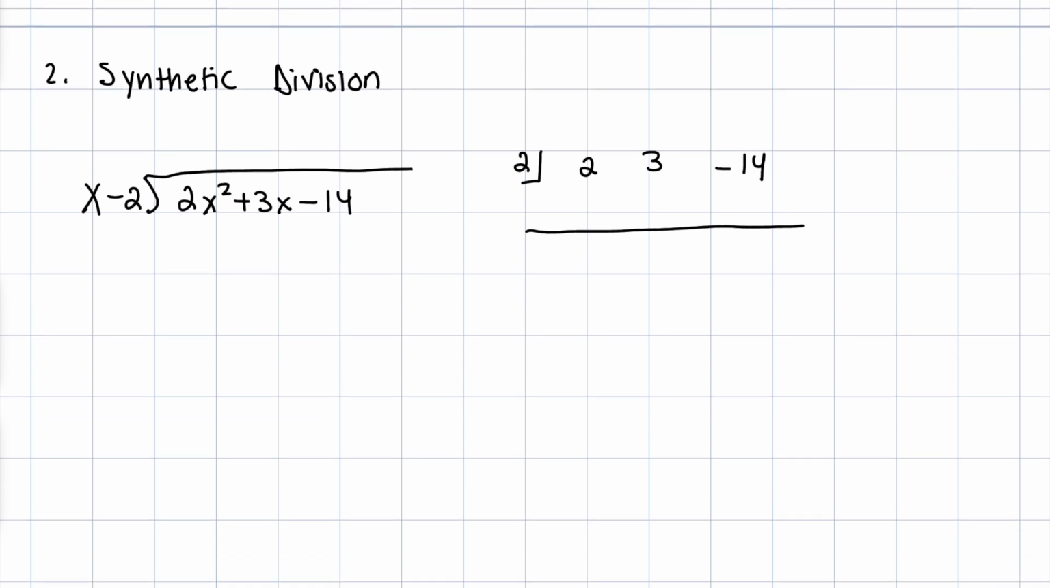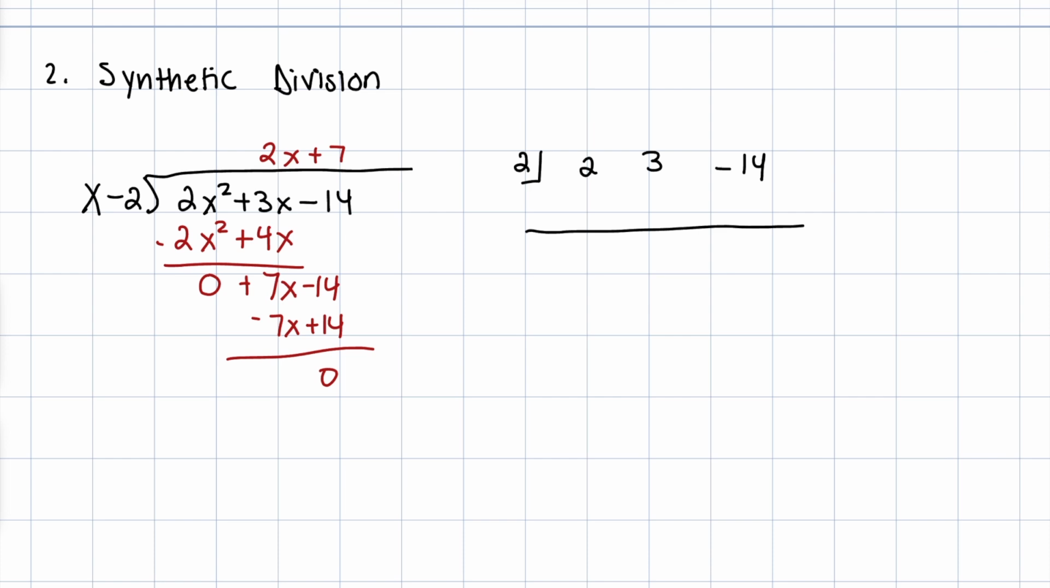So we knew from last time, right? So we had 2x plus 7. So we had 2x squared plus 4x, minus, so we get 0, plus 7x minus 14, minus 7x plus 14, and get 0. Okay, so remember we had a remainder of 0. And so this way is great if you can do it quickly, but there's an easier way called synthetic. So I'm going to teach you how to do synthetic division.